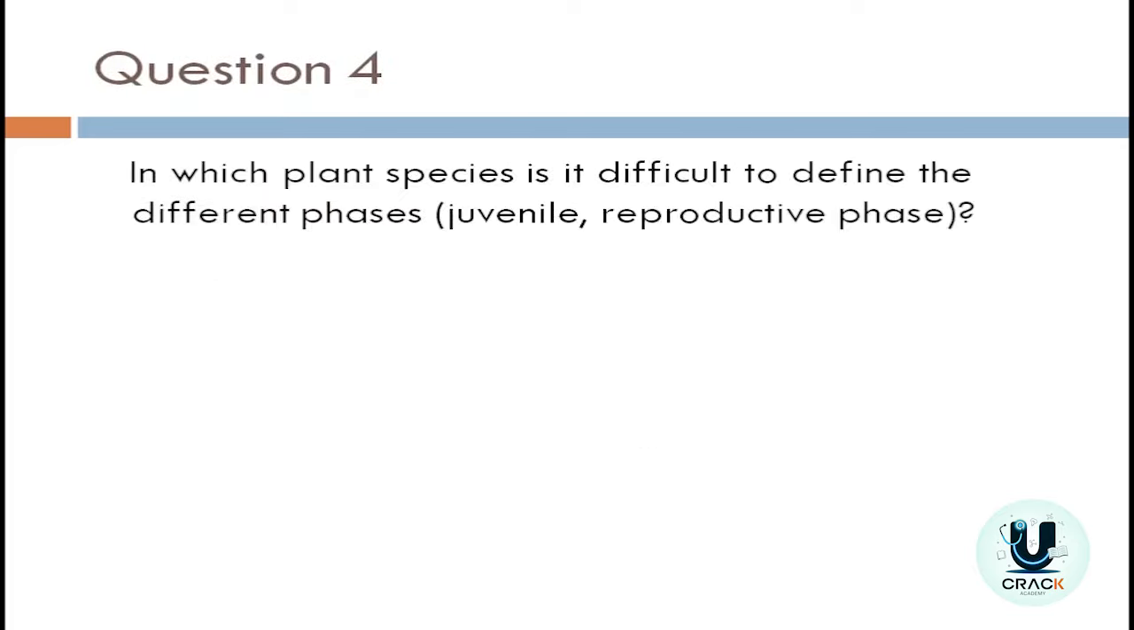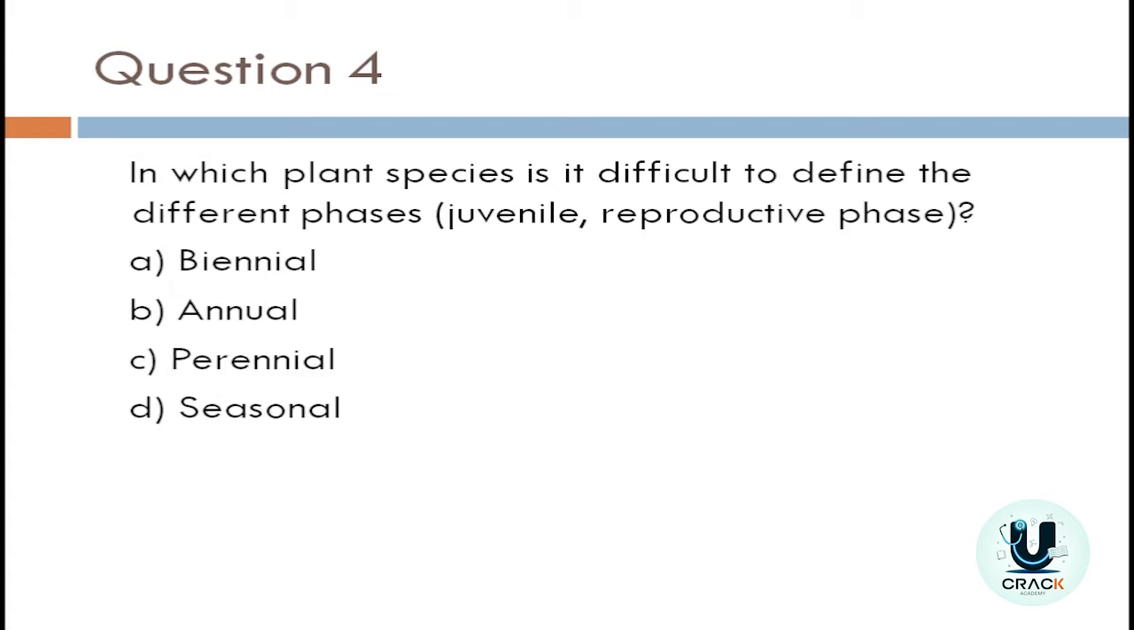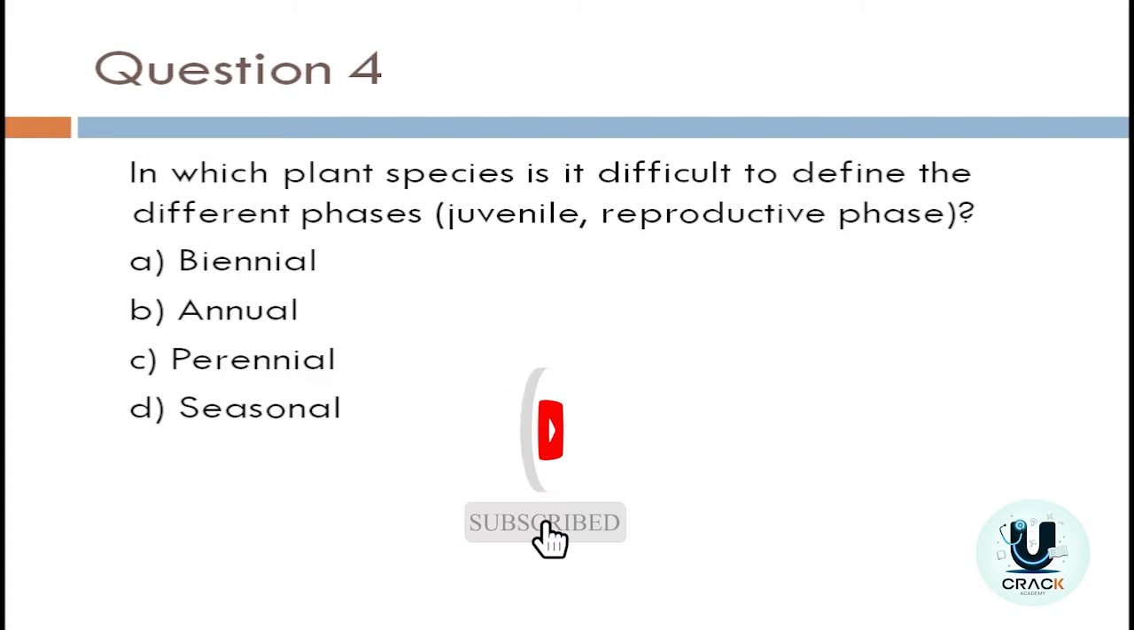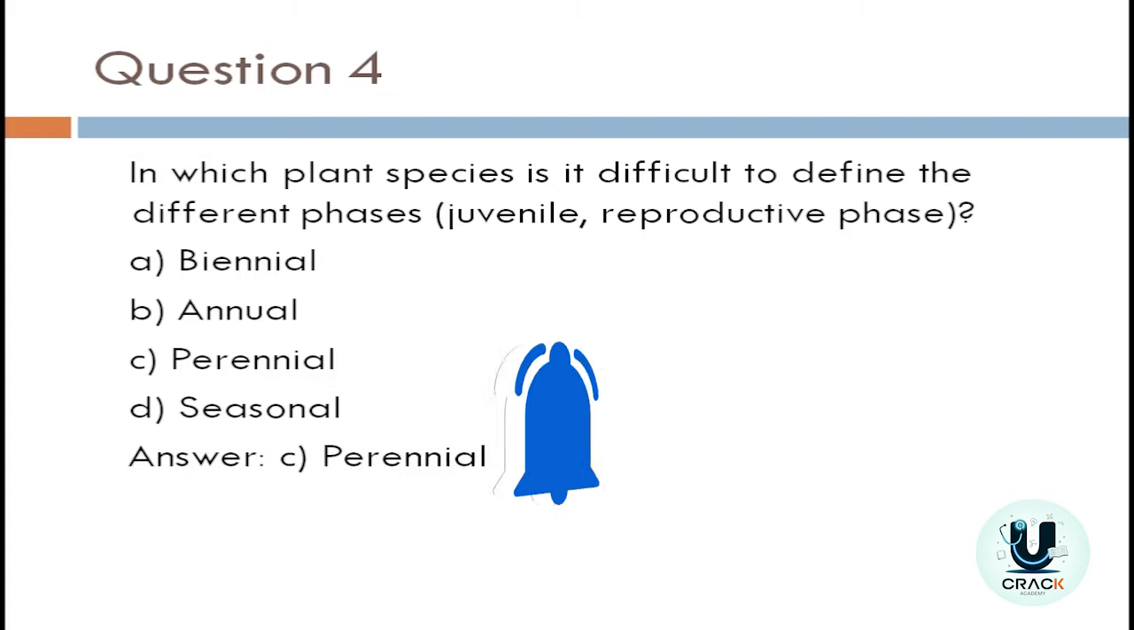Question number 4. In which plant species is it difficult to define the different juvenile and reproductive phases? Options: biennial, annual, perennial, seasonal. Answer: perennial.